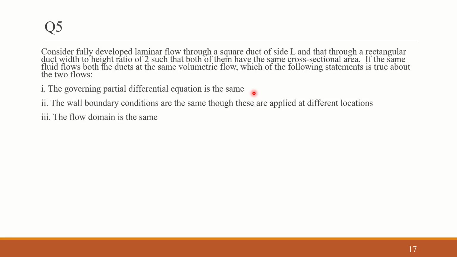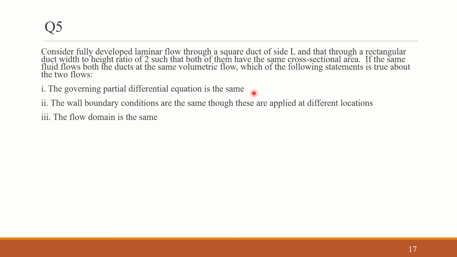So what is given? We are considering a system with fully developed laminar flow through a square duct and through a rectangular duct. We have two cases over here. First one is flow through a square duct. Second one is flow through a rectangular duct. The square duct has side L and the rectangular duct has a width to height ratio of 2. So if width is 2 times height, and height is L, width is 2L. Both of them have the same cross-sectional area, so depending on that, the dimensions will be adjusted.